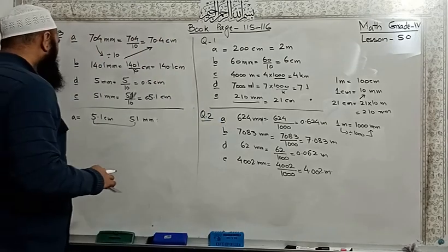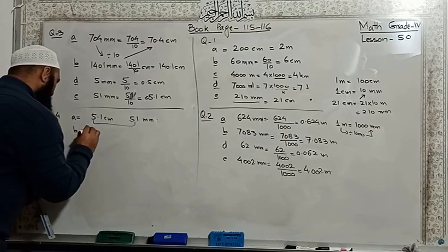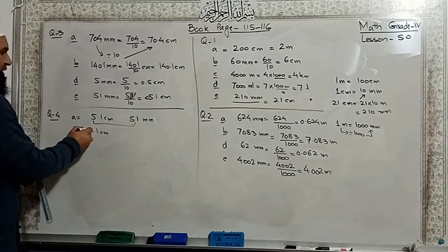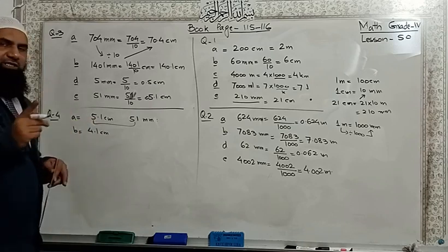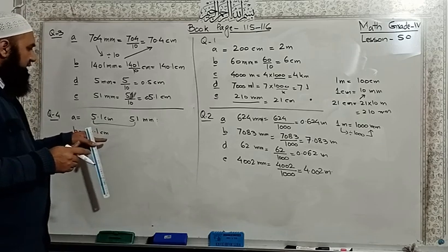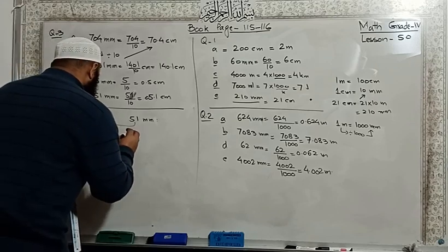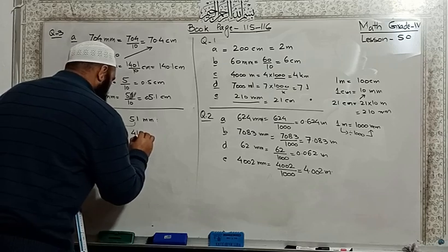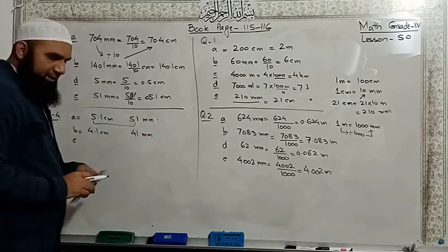This is 4.1 centimeters. 4 centimeters means 40 millimeters, because 1 centimeter has 10 millimeters, and 0.1 centimeter will become equal to 1 millimeter. So this will become equal to 41 millimeters.